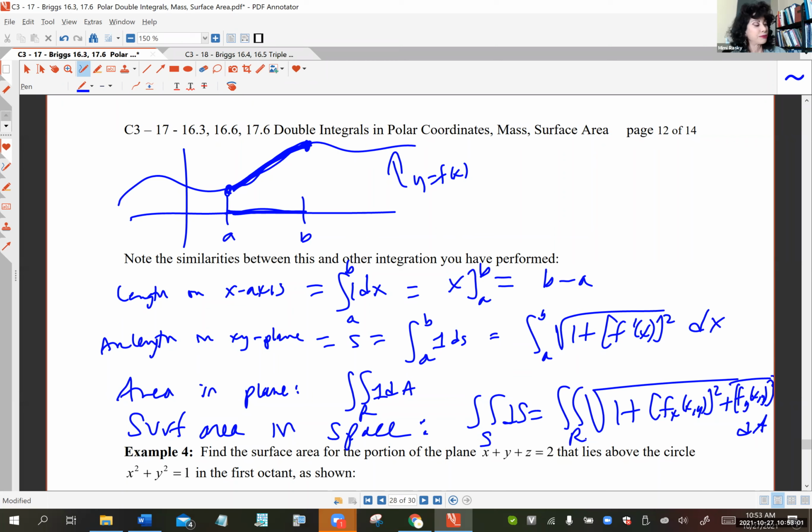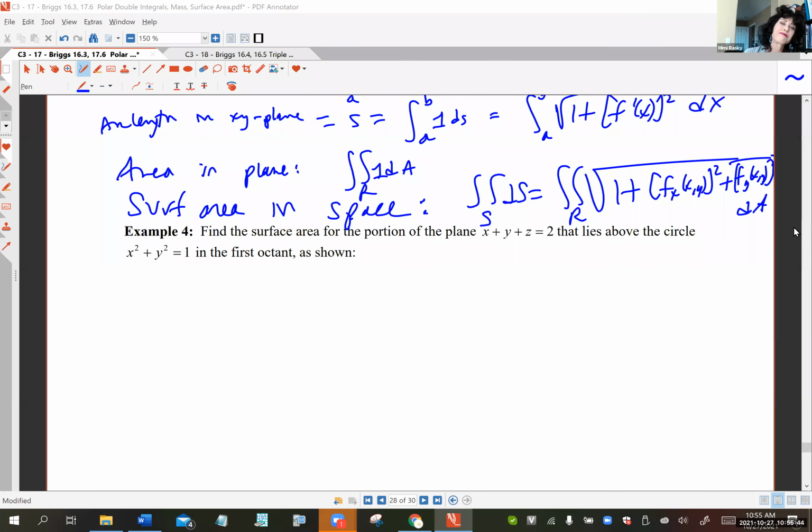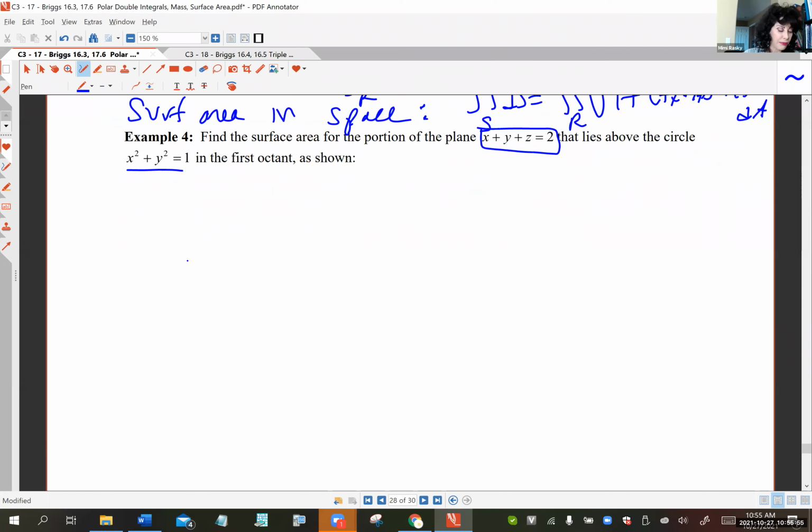Okay. Let's do some examples. I've got 3 examples for us. Find the surface area of the portion of this plane that lies above this circle in the first octant. So let me draw what they want, because it's kind of weird and confusing. And when I put this kind of problem on a quiz or an exam, students get confused and they get the wrong answer because they didn't even really understand what was being asked.